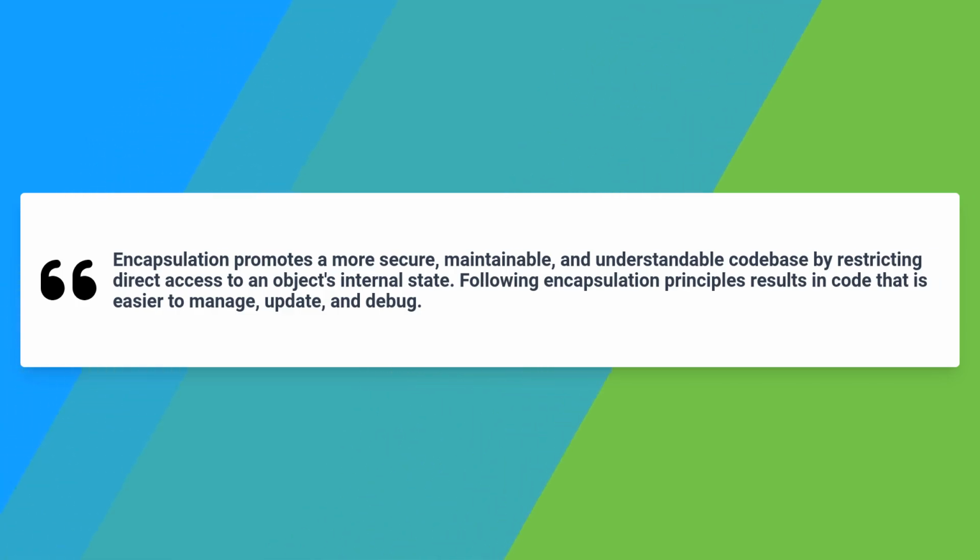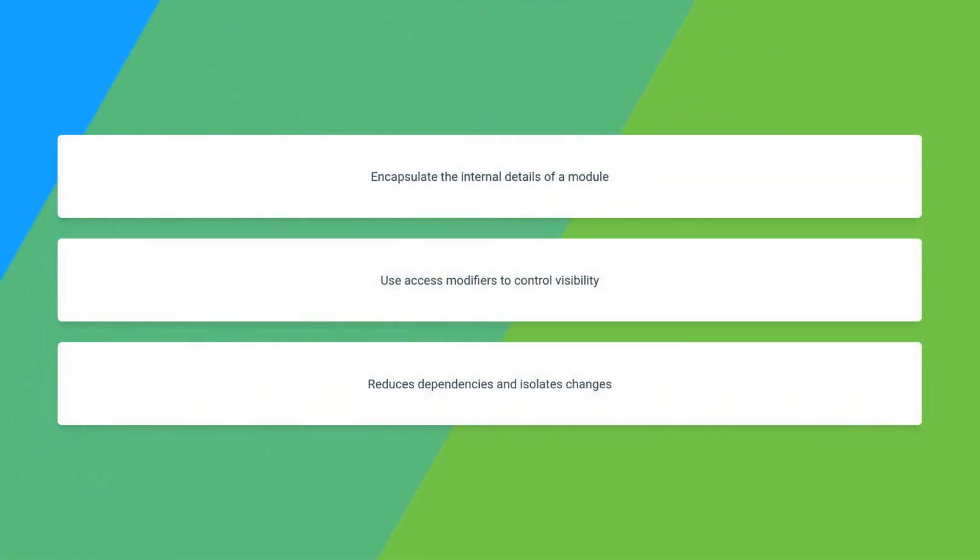Following encapsulation principles results in code that is easier to manage, update, and debug. Failure to encapsulate can lead to unpredictable behavior, increased dependencies, and difficulties in maintaining and evolving the software over time. Here are things you can do to achieve better encapsulation in your code. Encapsulate the internal details of a module, exposing only what's necessary. Use access modifiers to control visibility, e.g., public, private, protected. Reduces dependencies and isolates changes.